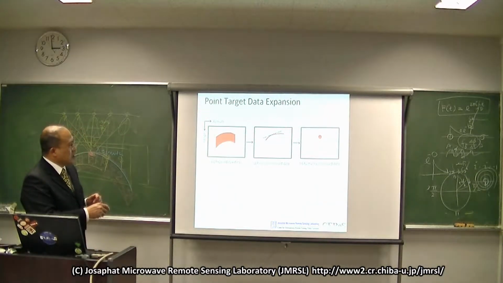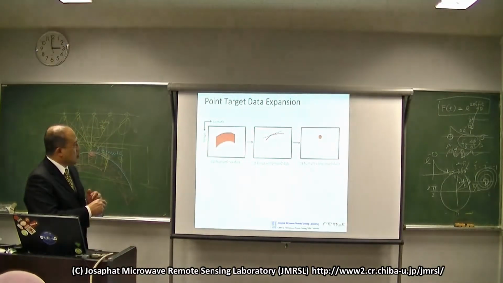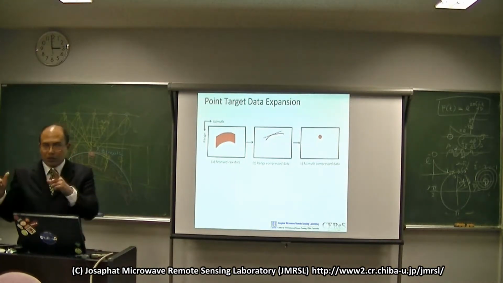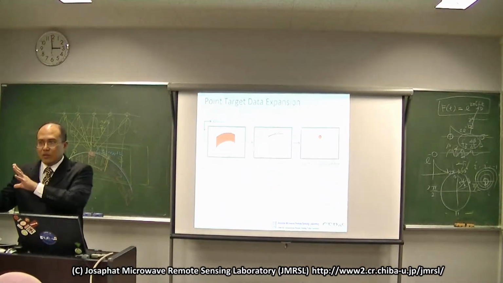Then if you want to generate this point here, you can also use the block. The block is the next one. That's the shifting process.